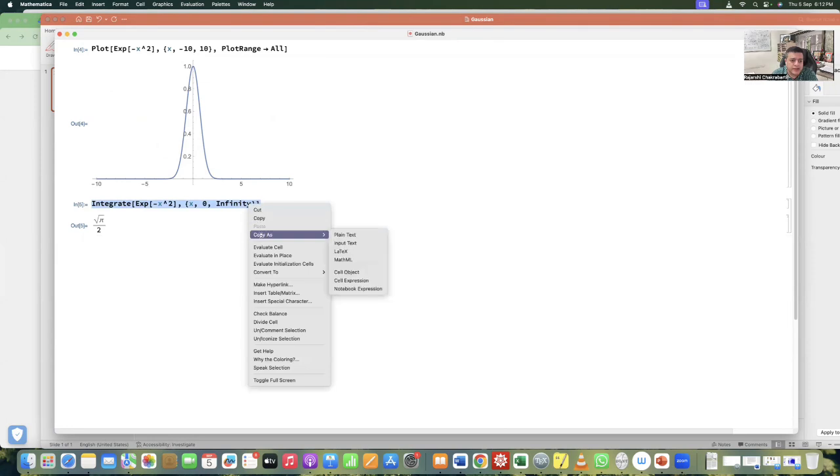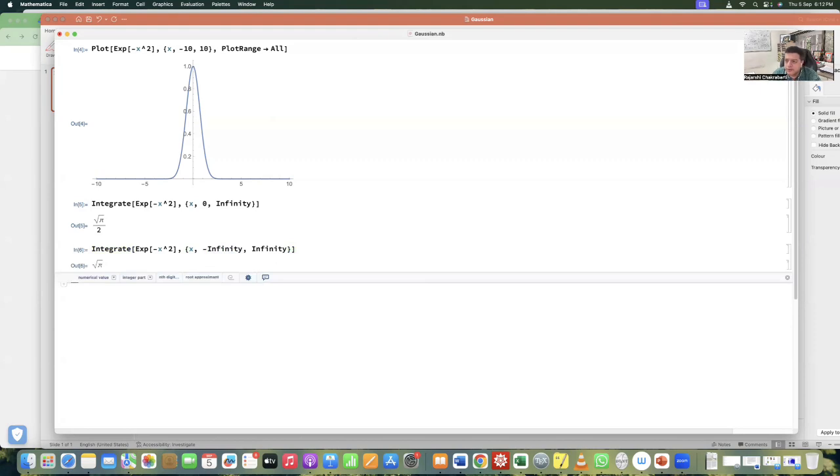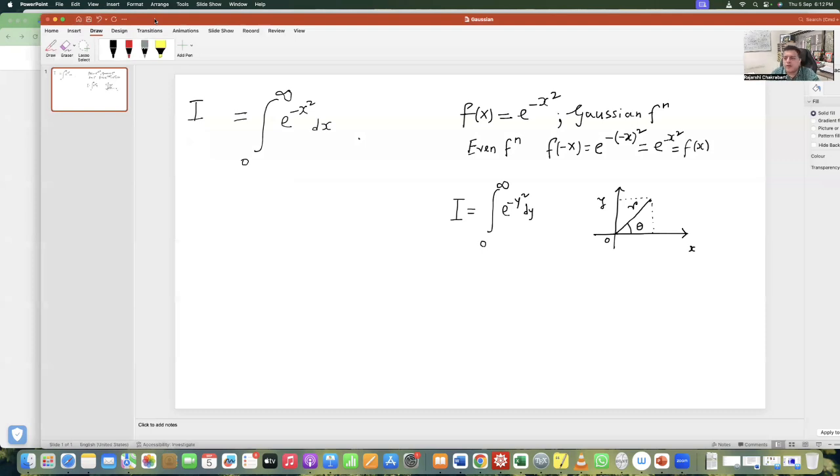But if you make the integration from, say, minus to plus infinity, you can guess what the answer is. The answer is nothing but root over pi, because it is symmetric. It's twice what you get when you integrate from 0 to infinity. Now, this is a standard integral. You use it everywhere in quantum mechanics, in statistical mechanics. But how to evaluate this integral?